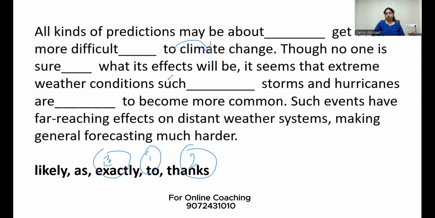It seems that extreme weather conditions, such as storms and hurricanes, something is mentioned, storms and hurricanes, such as are dash become more common, so likely to become common. Okay, all kinds of predictions may be about to get even more difficult thanks to climate change, though no one is sure exactly what its effect will be. It seems that extreme weather conditions such as hurricanes are likely to become more common. Such events have far-reaching effects on the weather system, making forecasting much harder.